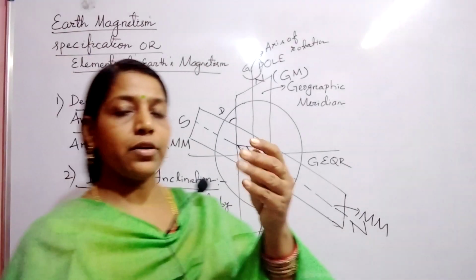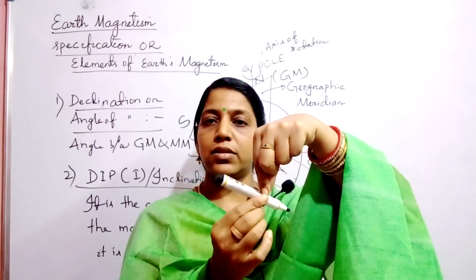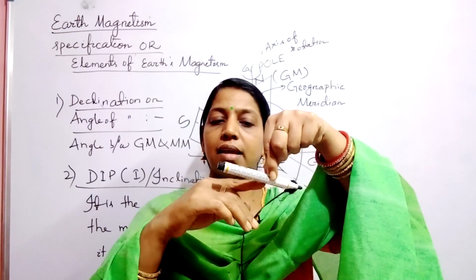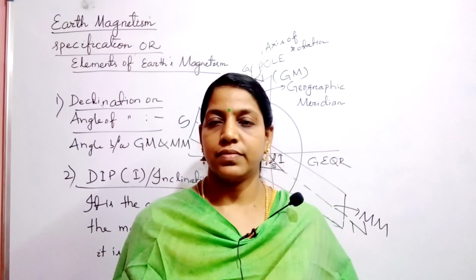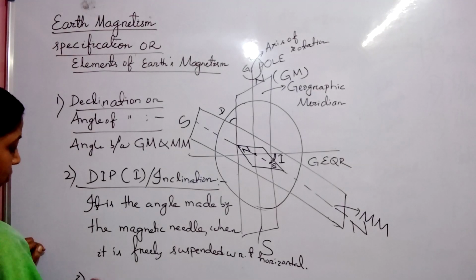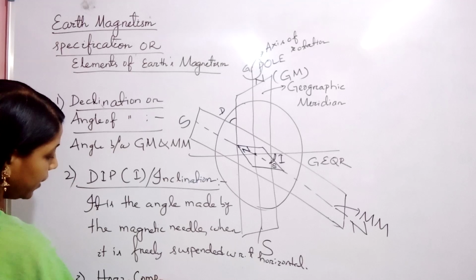So when you suspend your magnet freely, imagine this is the magnet you are suspending, it will not stay like that, it will stay like this. So how much angle is it making? This angle is called your dip or inclination. Clear? Now coming to third one. What is your third one? That is your horizontal component.